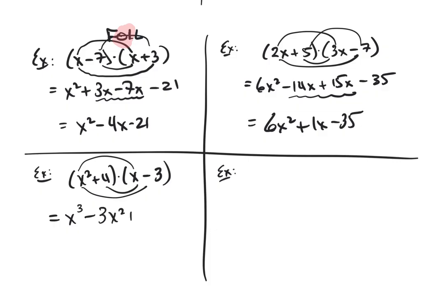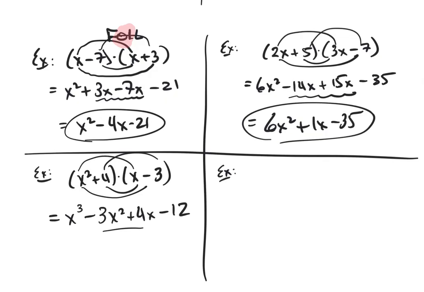Insides, 4 times x. And lasts, 4 times negative 3. And please notice the O and the I are not like terms. So first time, trinomial. Second time, trinomial. But this time, the O and the I do not combine. So we're left with a 4-term polynomial.